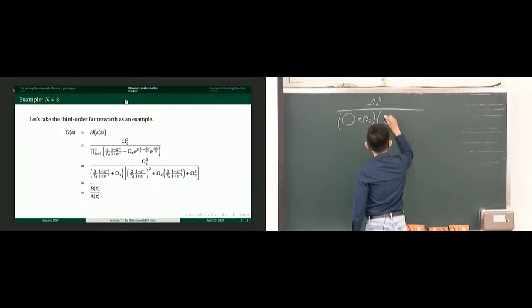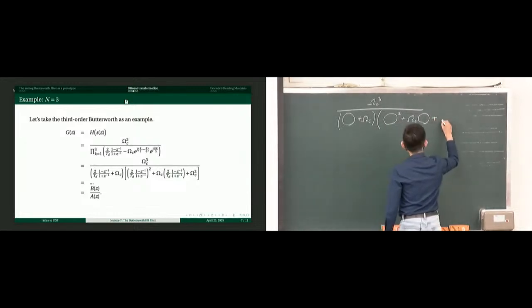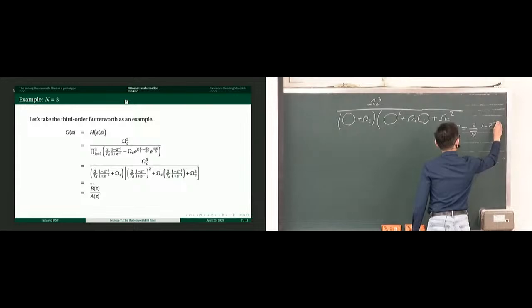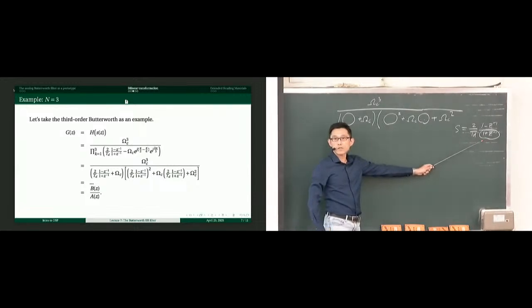So whenever we see s squared plus omega c s plus omega c squared, every s becomes s equals 2 over Td times 1 minus z inverse over 1 plus z inverse. So the problem is this term right here. That's giving us some trouble. This is where the trouble is, okay?